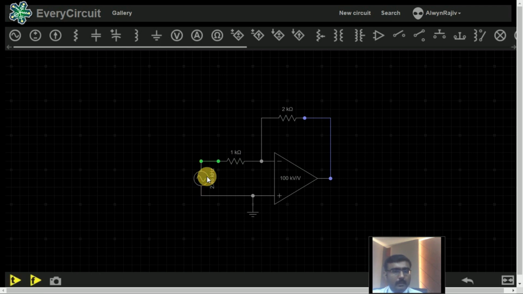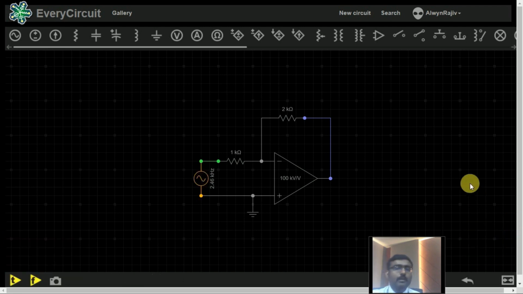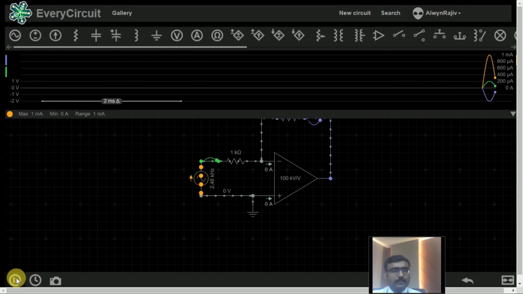Here I am going to set my input voltage. The input voltage becomes 1 volt. What is our output? Input becomes 1 volt, and the output becomes 2 volt. This is simple. Okay. Now I am going to simulate our circuit.